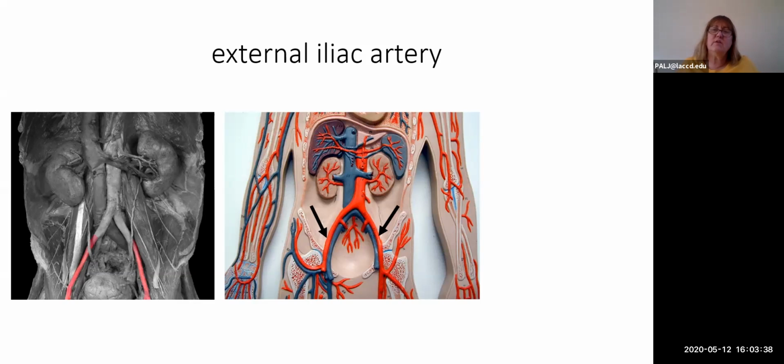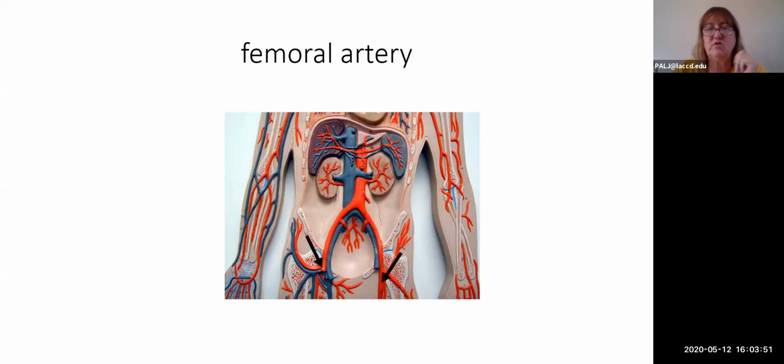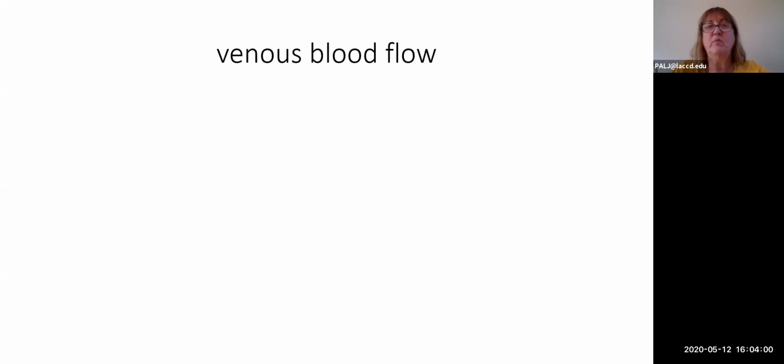So once the external iliac arteries have crossed below the level of the inguinal ligament, then they're considered to be in the lower extremity. And even though the blood vessel is continuing, it's going to have a name change. And once they're in the lower extremity, we're going to call them femoral arteries. So that's it for arteries in the abdominal area. And we will continue on a different slide. A different video for the venous blood flow.